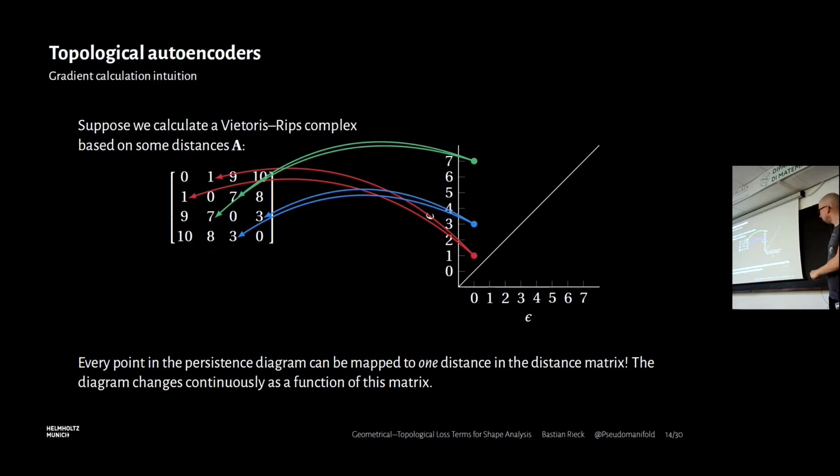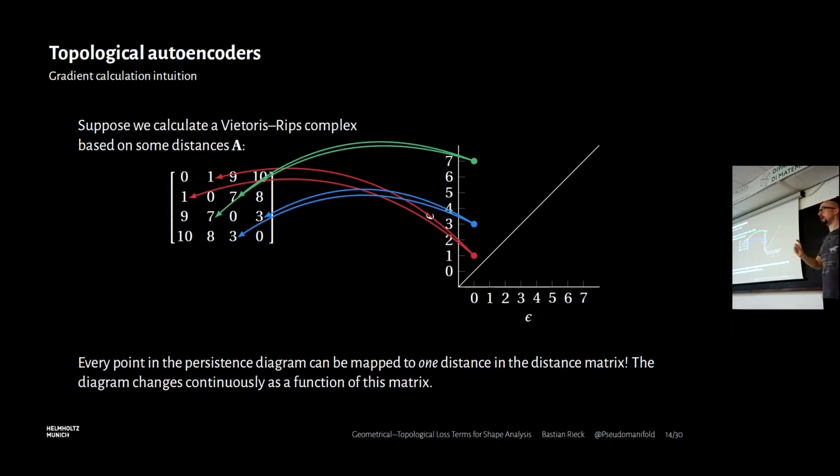The takeaway is that every point can be mapped to one distance, and moreover, as you change this matrix a little bit, the diagram changes continuously as a function of the matrix. Unless you change it too much, then you lose this kind of guarantee. But this means that technically we can always backpropagate a gradient through that, so we can always change our input distances according to the persistence diagram that we get out. Yes, that's H0, that's true. For H1, it gets a little bit more complicated.